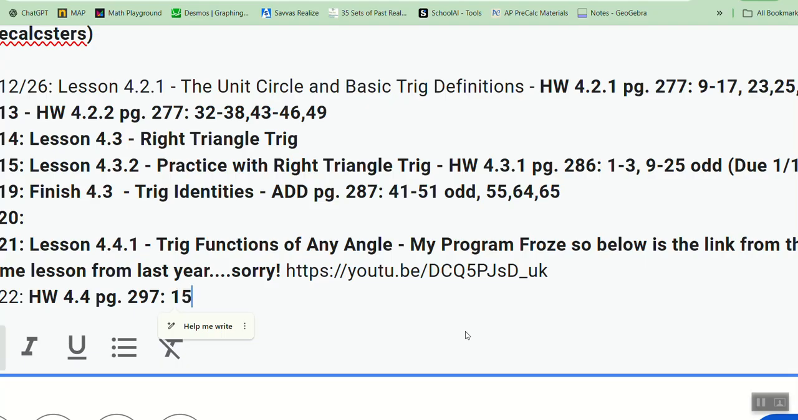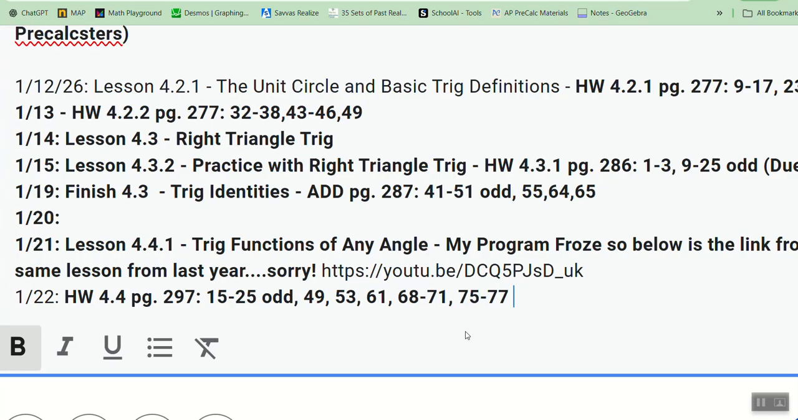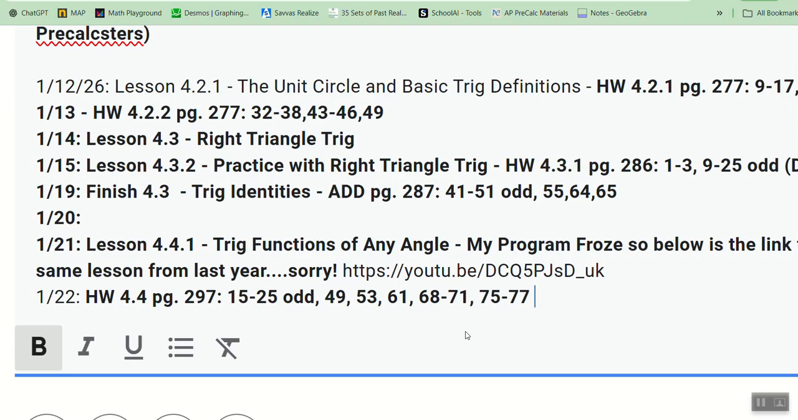I trust your judgment. 15 through 25 odd. 49. 53. 61. I missed a chance here. 68, dang it. Through 71. 75 through 77. Okay. It's kind of a long assignment because I took a bunch of problems off of 2 different nights, just so you know.